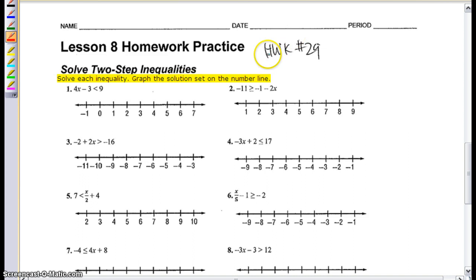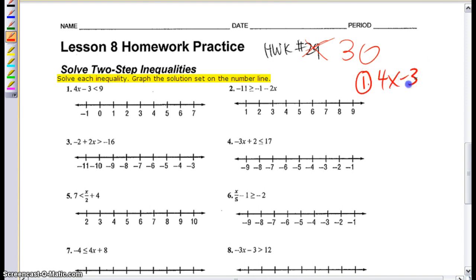The worksheet says homework 29, but we changed it to 30. There's no directions listed here, so I know it was really confusing. But the directions are to solve each of the inequalities, then graph the solution set on the number line. So let's start with number 1. I'm going to do it here on the side.